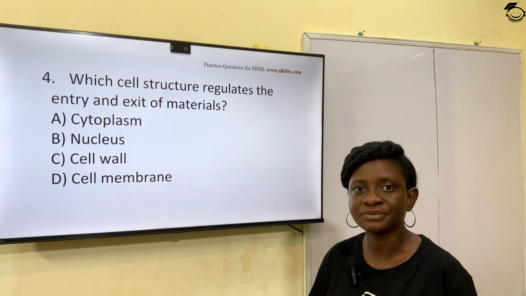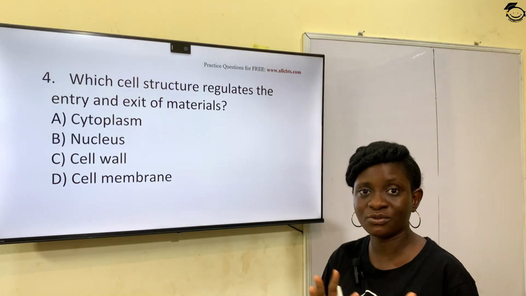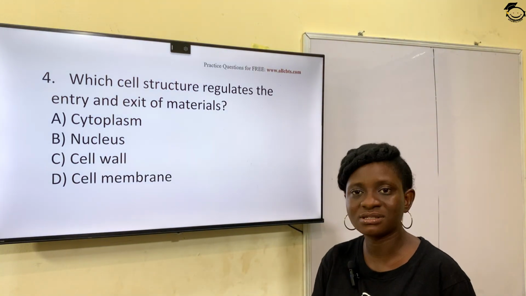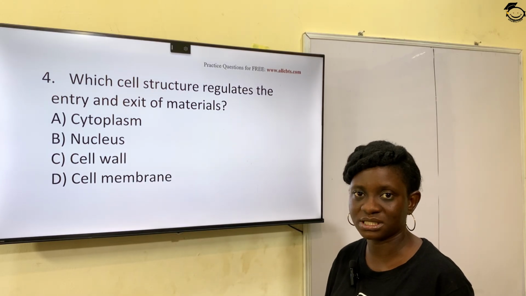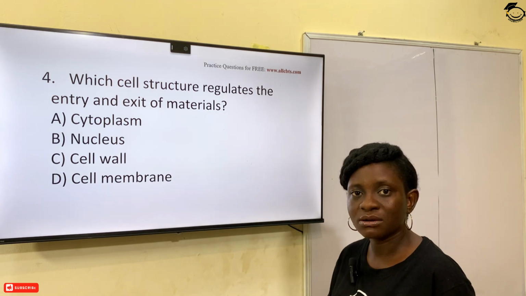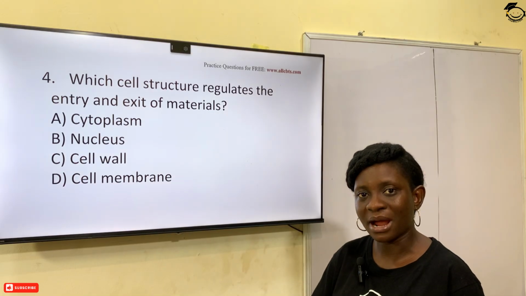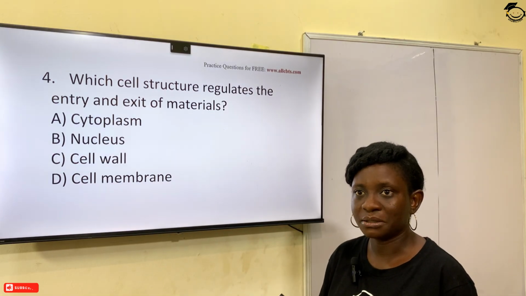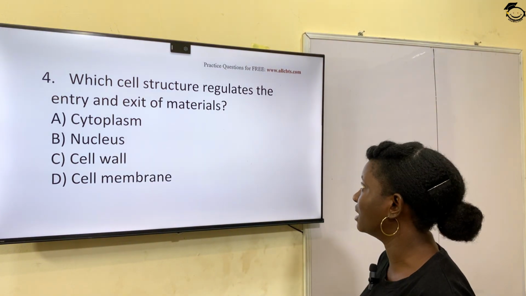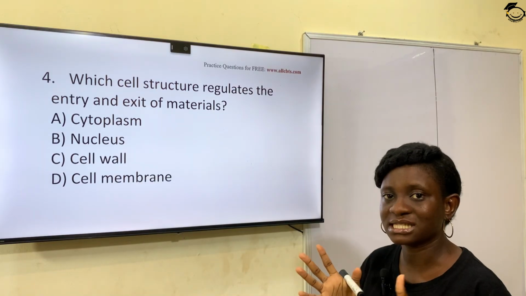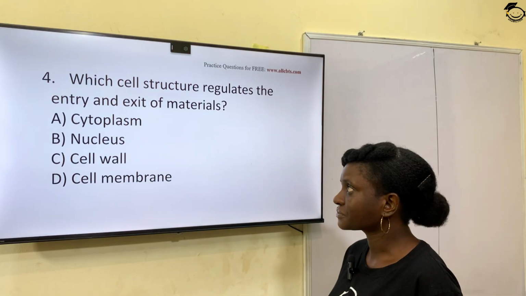That's cell membrane. For this to happen, to regulate inflow and outflow, that means nothing can just really enter the cell and nothing can easily flow out from the cell. So this is made possible by cell membrane. It's known as selectively permeable membrane. It serves as a barrier that is responsible for inflow and outflow of material. So that makes cell membrane, option D, the correct answer.